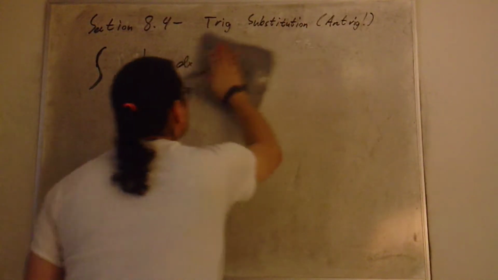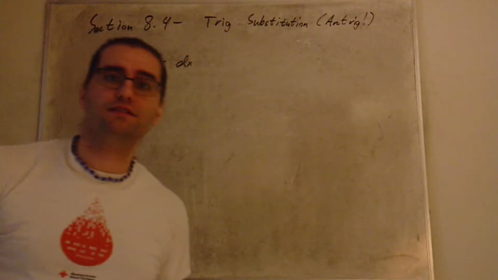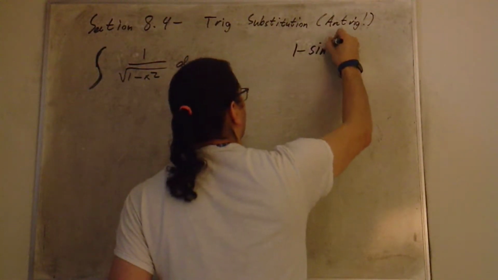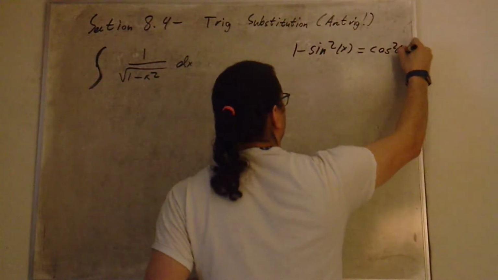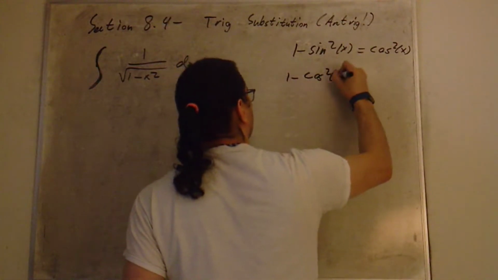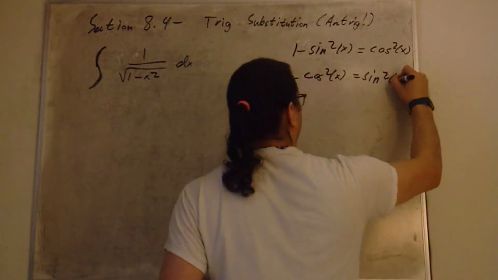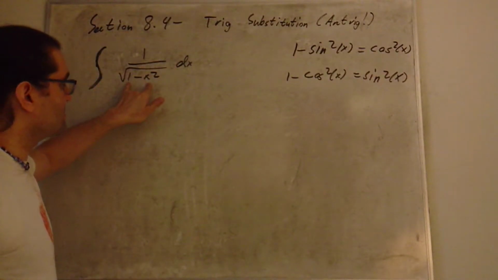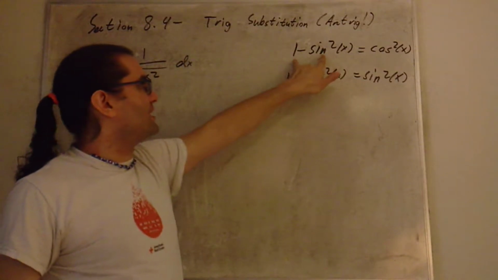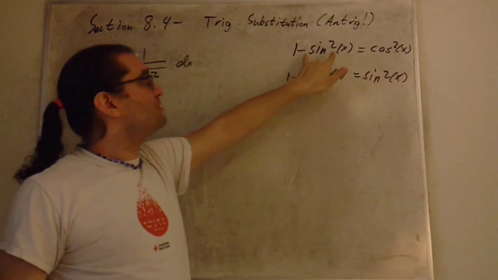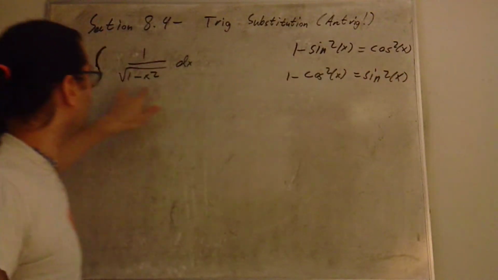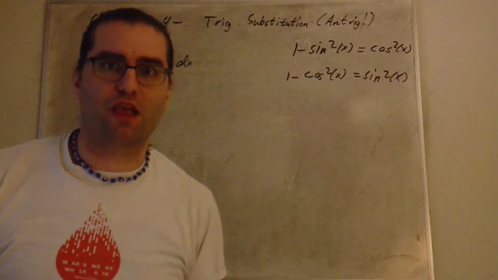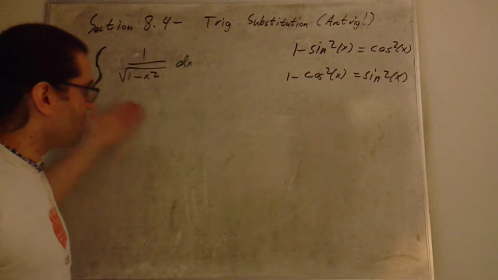The good news, much like in the last section, is the Pythagorean identity. We know that 1 minus sine squared is just cosine squared. And we know that 1 minus cosine squared is just sine squared. So imagine if this 1 minus x squared business, imagine if it turned into a 1 minus sine squared. We could swap that out for a cosine squared, and then we would take the square root of cosine squared, and we would just have the cosine. And that's going to make this much, much easier.